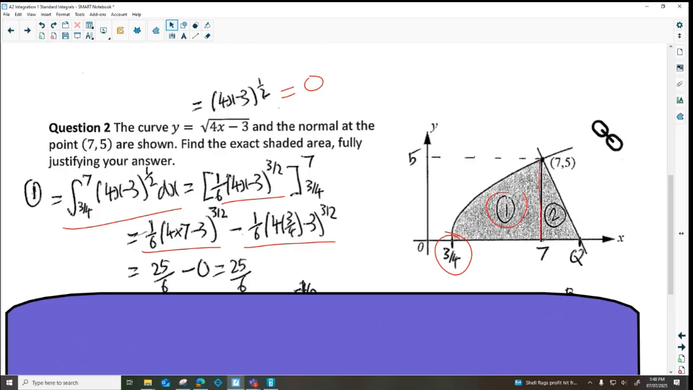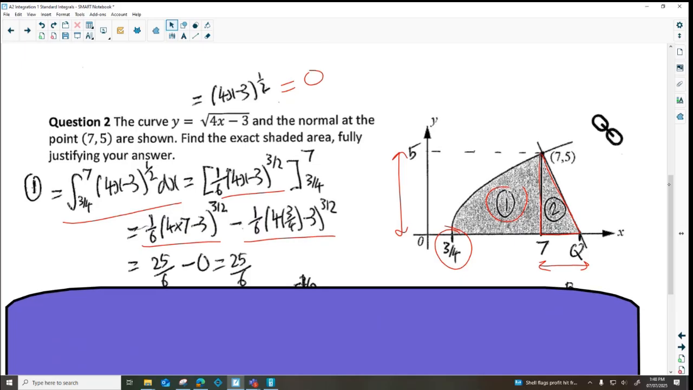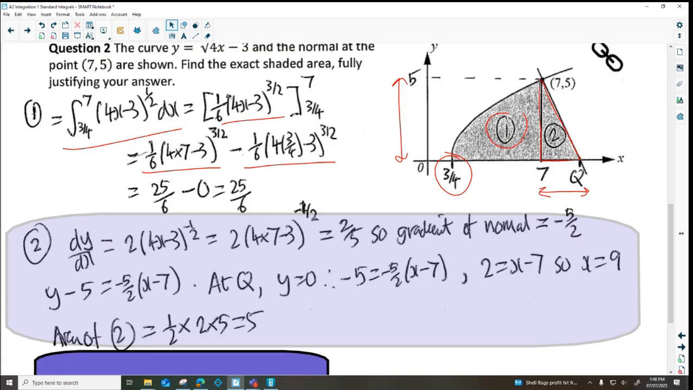The remaining part of this is actually, I suppose, a triangle. So we can do this by finding a half base times height. The height we already know, it's the y coordinate of the point on the curve, so that's 5. The tricky bit is to work out the base. To find the base, you're going to have to find this point Q, because the base is the distance from 7 to Q. To get Q, you've got to find where the normal crosses the x-axis. To do that, you need to find the equation of the normal, and to do that, you need to do some differentiation.